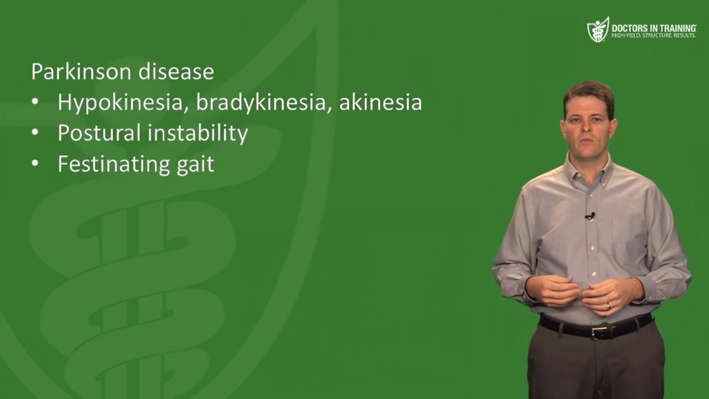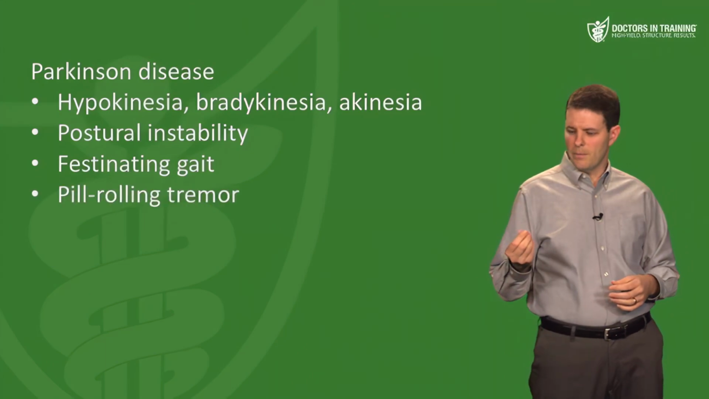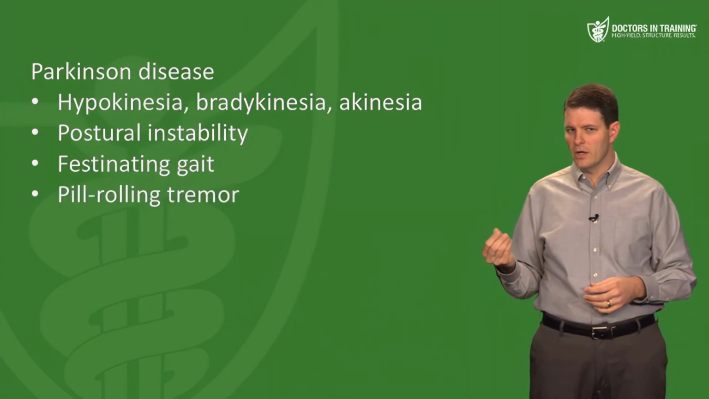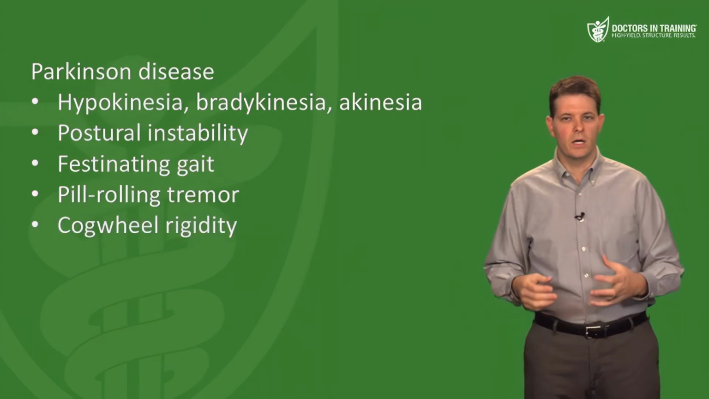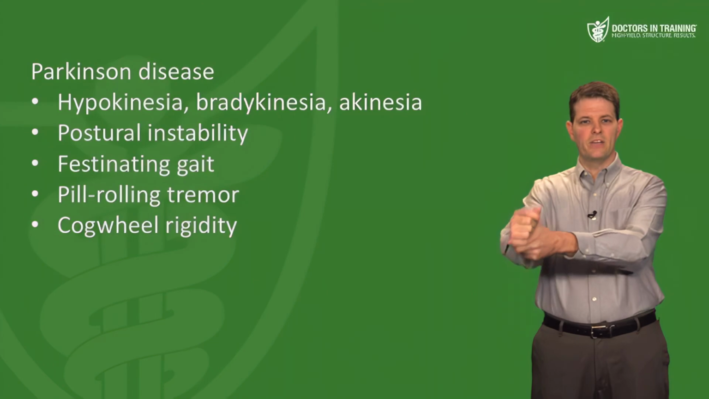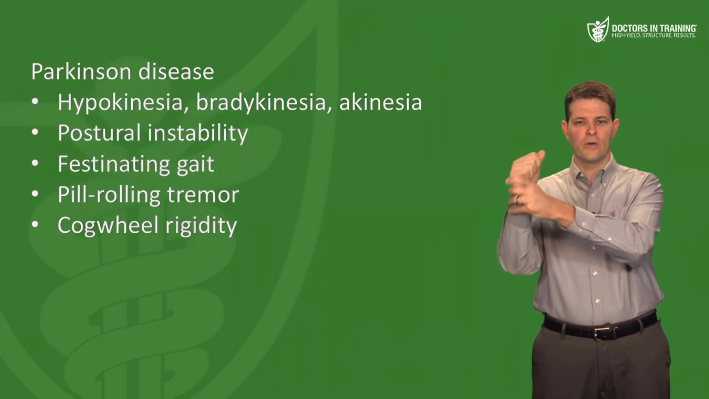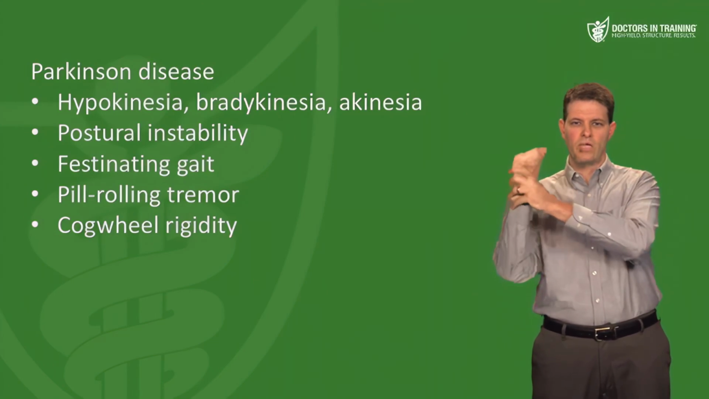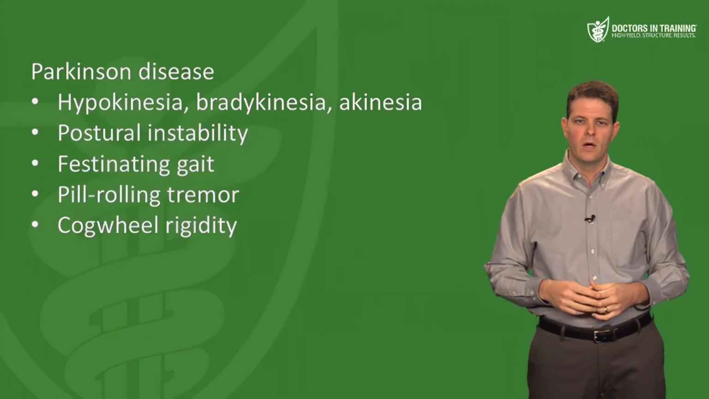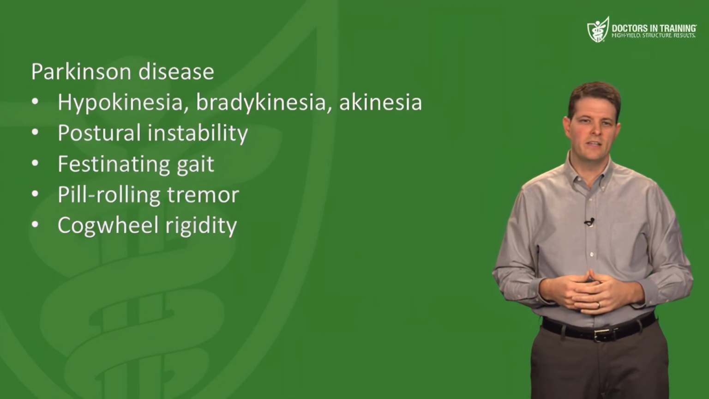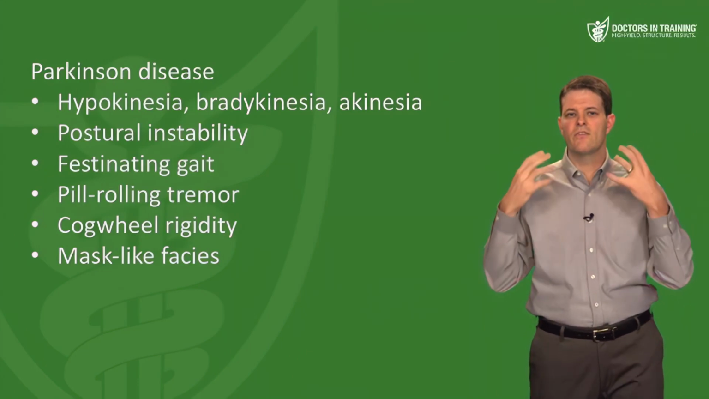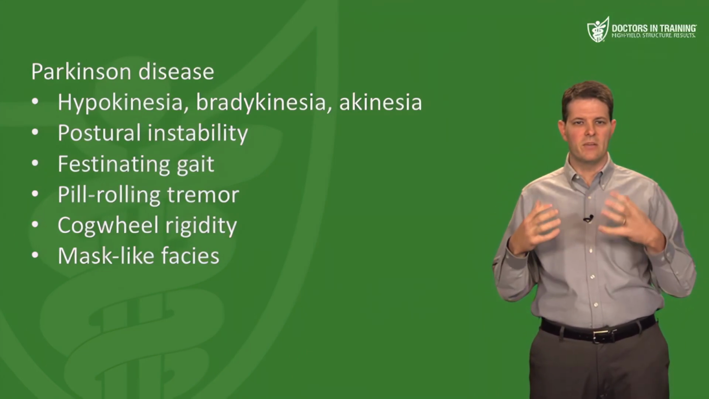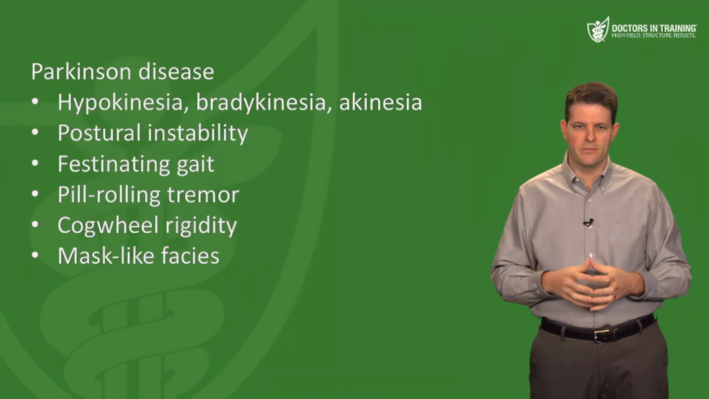These patients also have a resting tremor called a pill rolling tremor, kind of like they're rolling a pill in their hand. They can have cogwheel rigidity, where you try to passively extend the patient's arm and they sort of have these reflexive contractions that sort of catch like you're ratcheting through a cogwheel. Another classic finding in Parkinson's disease is mask-like facies. They have hypokinesia of their facial muscles, and their faces tend to be sort of frozen and expressionless.